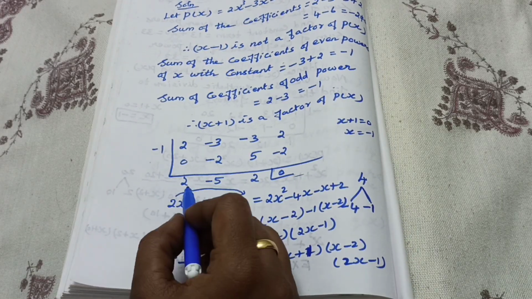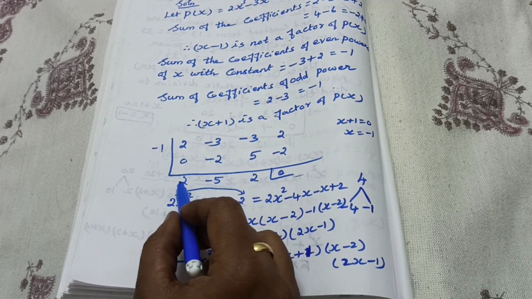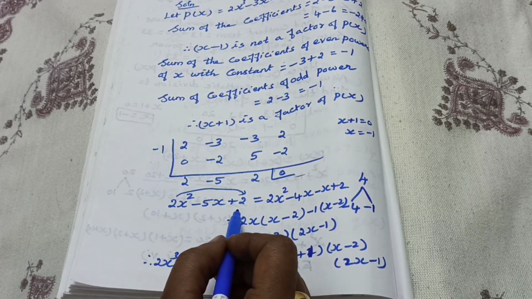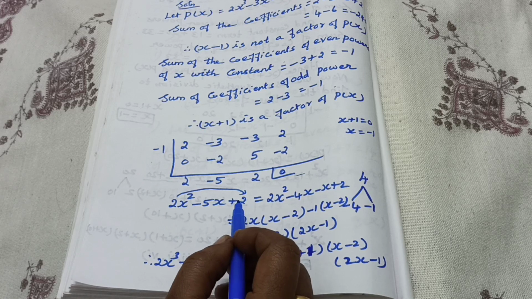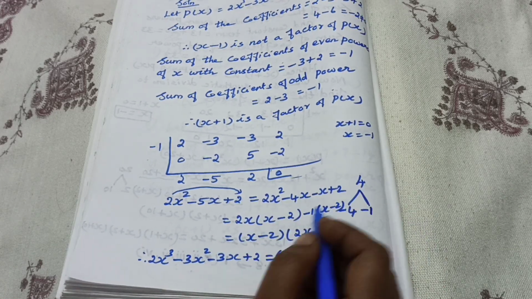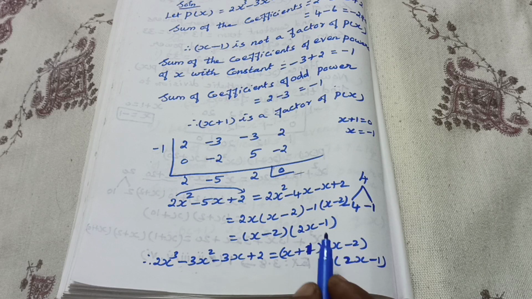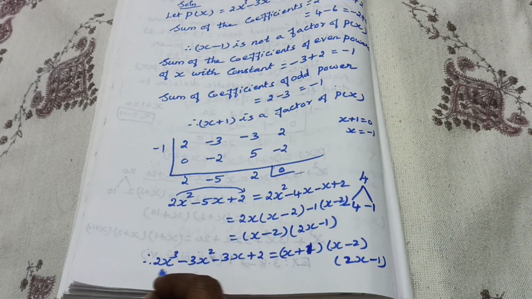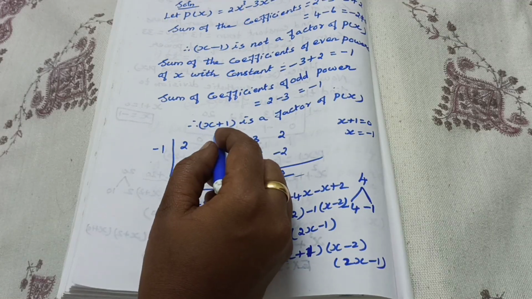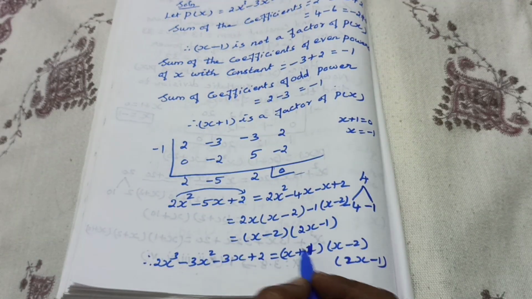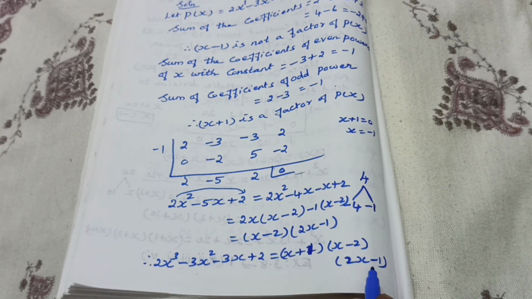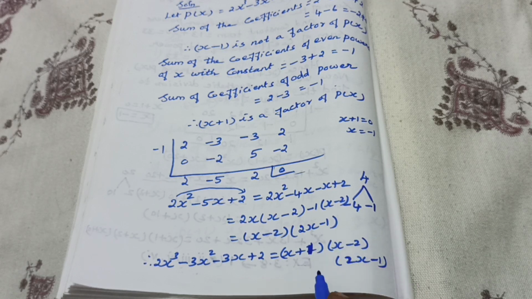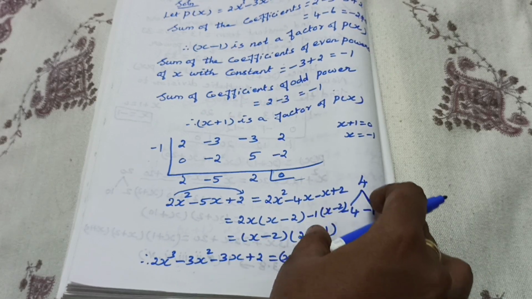Okay, then the remaining is the quotient, isn't it? Remaining what polynomial? This one you should take. This is the quadratic expression. Quadratic means using the factorization method 2 factors we can find, isn't it? Like this 2 factors we got, and then afterwards write the answer. Already x plus 1 we got, that is one factor, x minus 2 is another factor, 2x minus 1 is another factor. Okay, like that how many factors will you get? 3 factors you will get. Okay, did you get this answer?